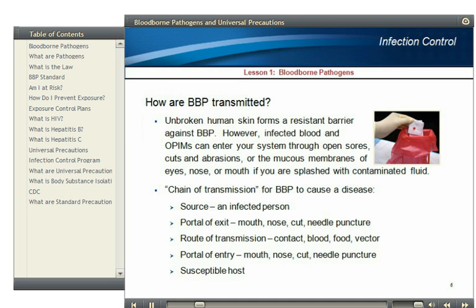Chain of transmission for BBP to cause a disease. Source, an infected person. Portal of exit, mouth, nose, cut, needle puncture. Route of transmission. Contact, blood, food, vector. Portal of entry. Mouth, nose, cut, needle puncture. Susceptible host.